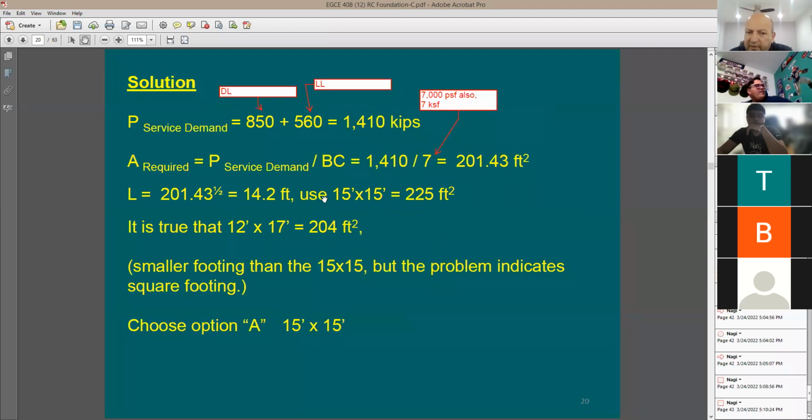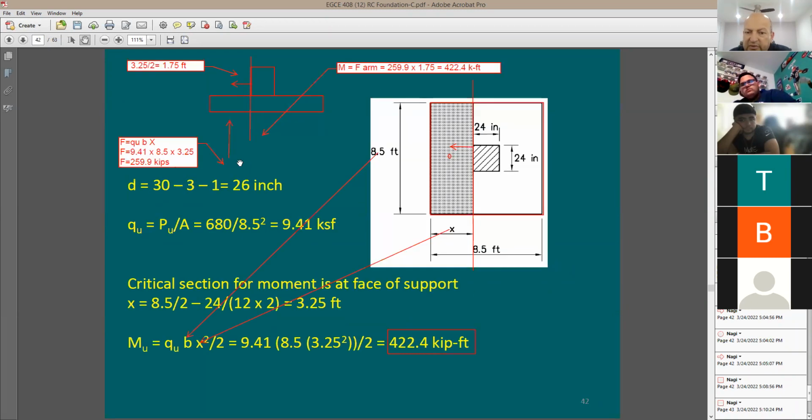Like in this example, look at this. It's going to be P service demand, dead load plus live load. That's it. So if you're sizing the footing here, comparing the allowable soil bearing pressure, like the 7 ksf, with the actual soil pressure, or coming up with the size, use service load. If you want to design for the reinforcing, you need to use the ultimate load, 1.4 versus 1.2 dead plus 1.6 live. And now you can design the reinforcing.